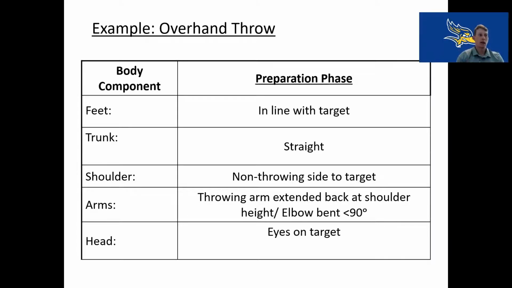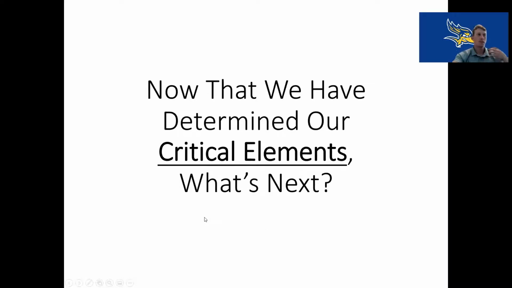Okay, and then finally, the head, the eyes need to be on the target. If we're not focusing on the target, we have less chance for accuracy, which limits the effectiveness of that movement. So make sure we're always tying these back to safety, effectiveness, and efficiency with all of our movements, or all of our critical elements within the movement. Okay, so now that we've determined the critical elements, what do we do next?